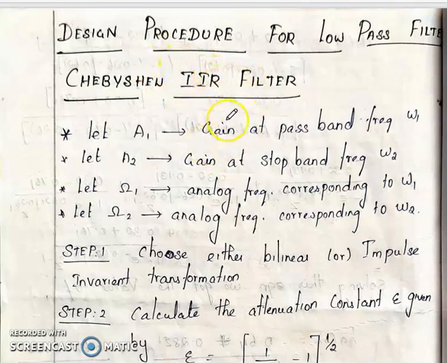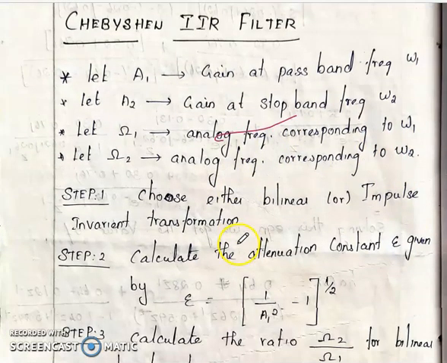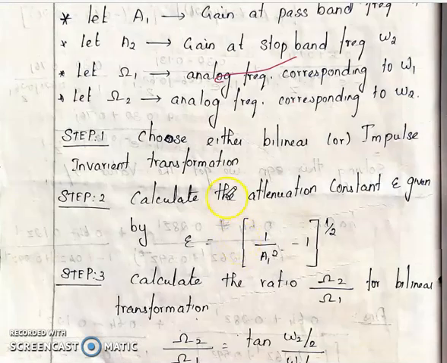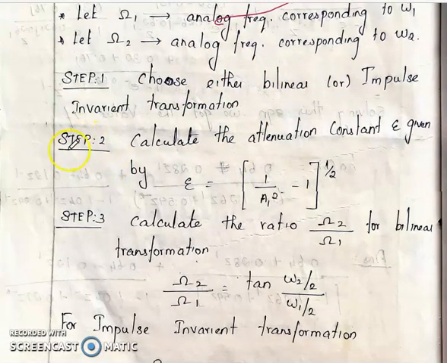So here also you have to consider the gain at pass band frequency and gain at stop band frequency. Okay, then analog frequency response. Ω1 is the analog frequency corresponding to omega 1 and Ω2 is the analog frequency corresponding to omega 2. Then first step, you have to consider whether this filter will be designed by bilinear transformation or impulse invariant transformation. You have to choose either bilinear or impulse invariant.